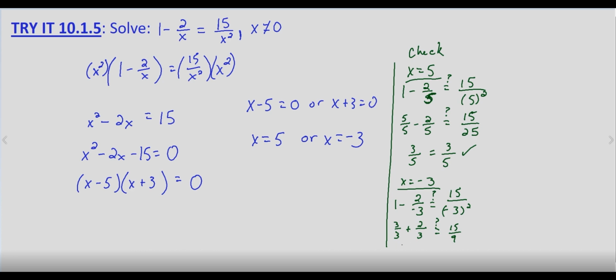3/3 plus 2/3, that's 5/3. And then 15 divided by 3 is 5. 9 divided by 3 is 3. So that solution checks as well, verifying that the solutions to 1 minus 2 over x equals 15 over x squared are x equals 5 and x equals negative 3. Neither one of those is 0, so we're fine as far as the denominators are concerned.